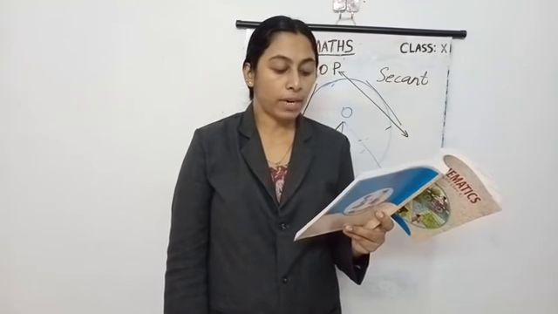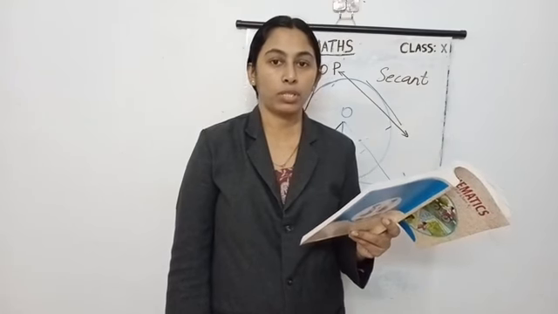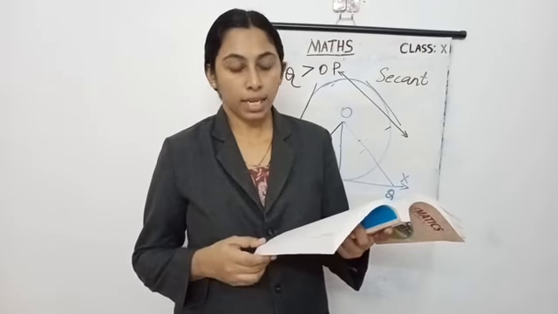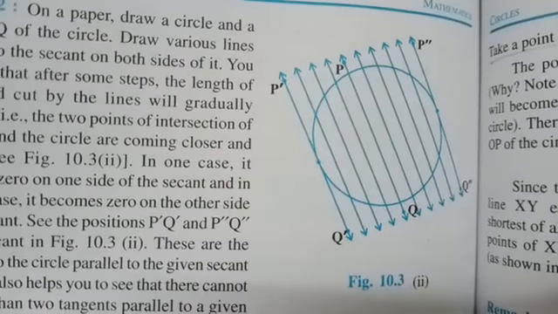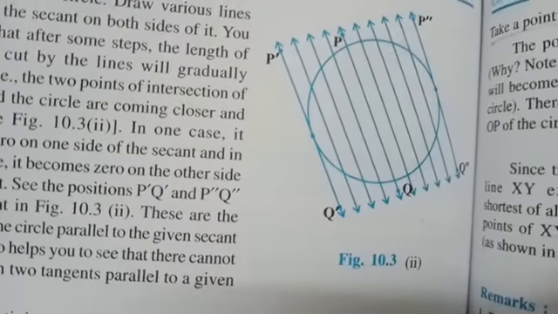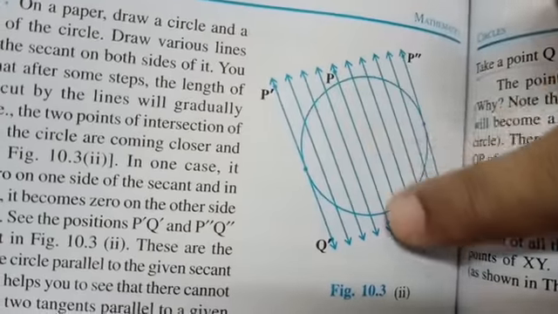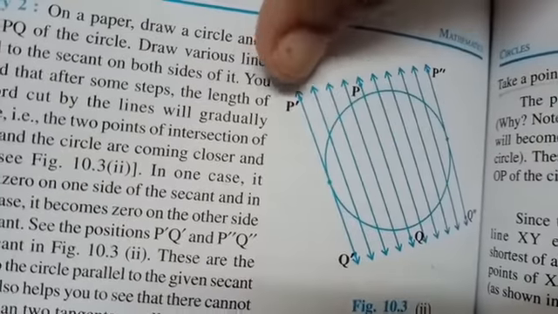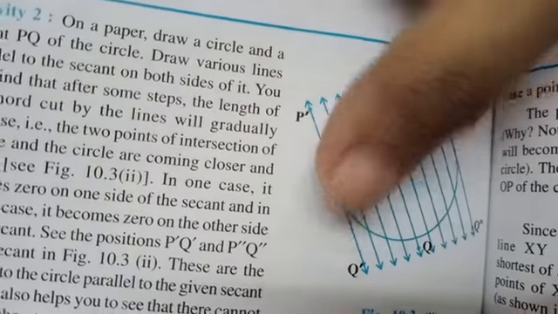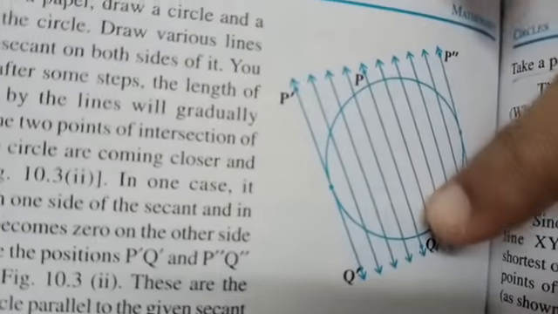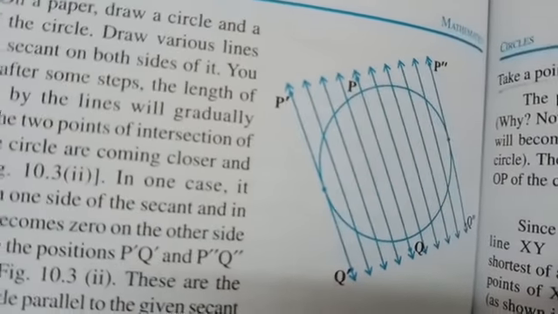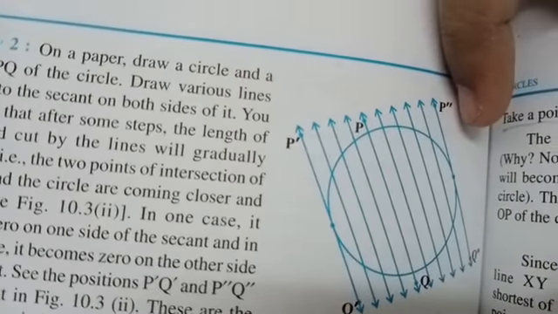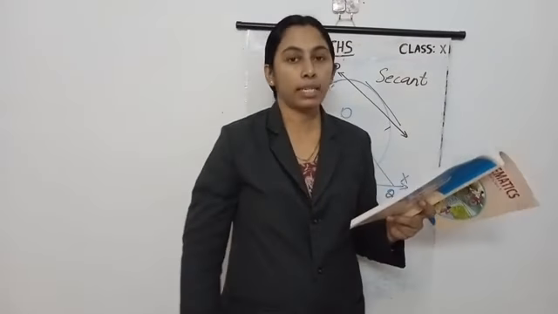Then question 3. A circle can have dash parallel tangents at the most. Now in your textbook, page number 208, figure 10.3. Look here. Here are some lines passing through the circle. How many tangents here? Only 2 tangents, this and this, P dash Q dash and P2 dash Q2 dash. All others are secants. So how many parallel tangents? Only two parallel tangents. So write there: two parallel tangents at the most.